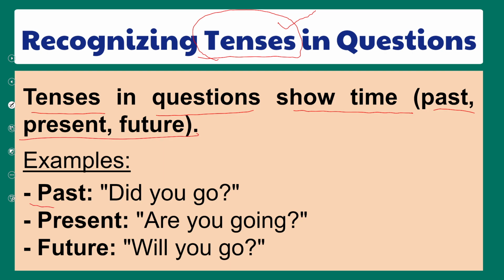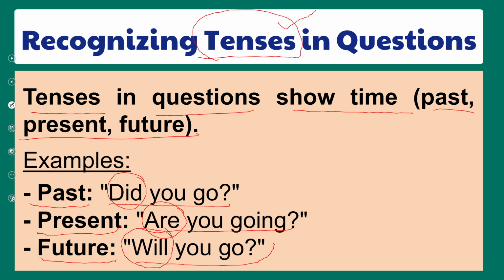For example, if the question is about the past, did you go? If the question is about the present, are you going? And if the question is from the future, will you go? So the question words and the verbs are actually indicating the tense.